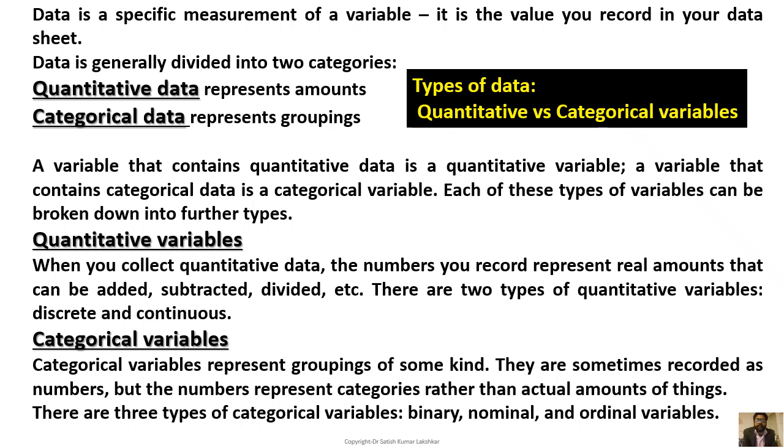Each of these types of variable can be further broken down into further types. We talked about quantitative data and categorical data. Quantitative data is related to quantitative variables, and categorical data is related to categorical variables.